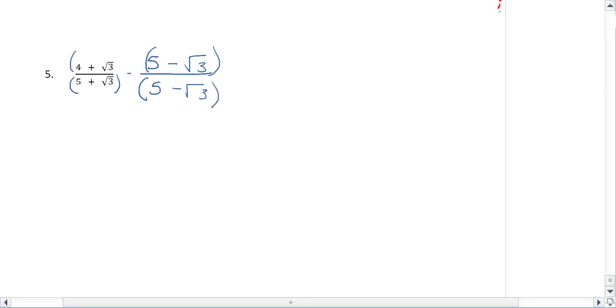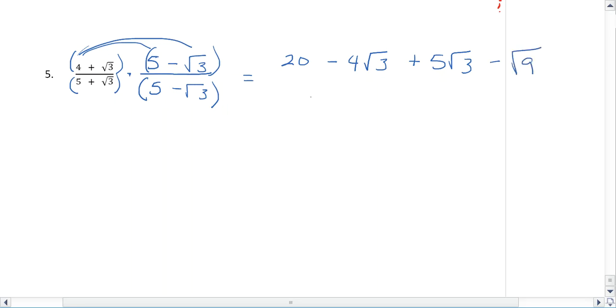This one is particularly a lot of work because to do this multiplying, we have to FOIL the numerator and FOIL the denominator. So first times first is 20. If you want the arrows, I'll draw them in. The outer product is negative 4 square root 3. The inner product is 5 square root 3, and the last times the last is, I guess I'll just write it out, negative square root 9. And obviously we have a lot of simplifying to do there.